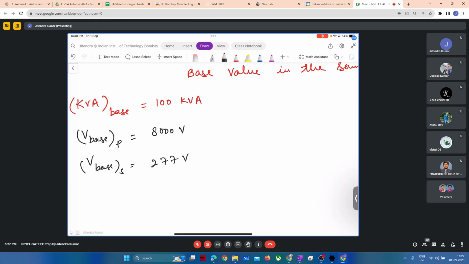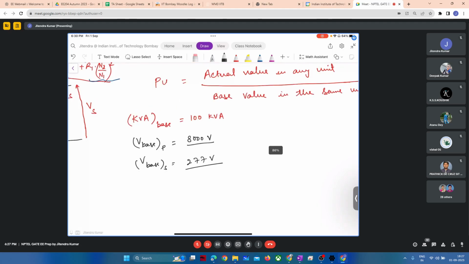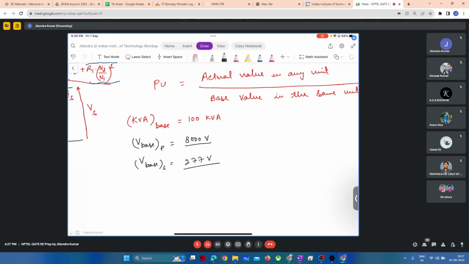Base value is generally the rated value, if nothing is given or if some loaded condition is given. Or if some other value is given, you can take any value as a base value. Base value is not something you have to be very sure about. Generally we take the rated value as the base value, but you could take any value as a base value.